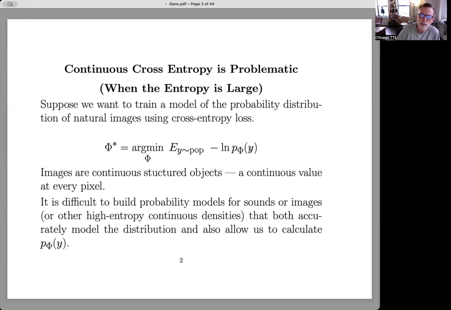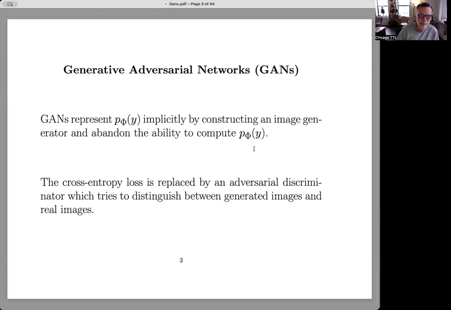GANs don't provide any way of computing the probability of an image. Instead, the GAN defines a generative model. It can generate an image, and that's all it can do. It can't compute a probability for a given image. And how do we train a model that is purely generative? And again, the motivation here is images or sound waves where we can't use a softmax over a discrete set. So we're going to talk about models that generate images but do not compute the probability of the generated image. And we're going to replace the cross entropy loss that we would normally use in training by an adversarial loss. And I'll talk about that in a moment in more detail.